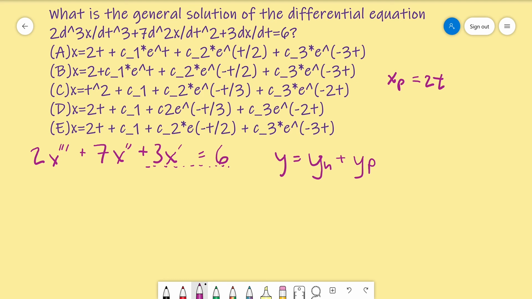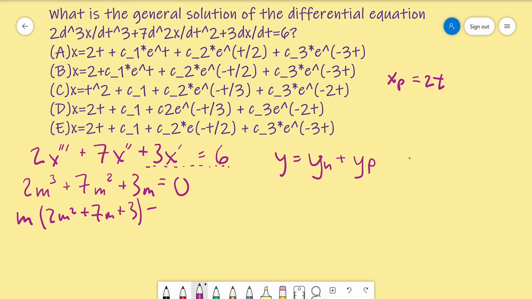Now we're going to find the homogeneous solution, the general solution to the homogeneous equation. And to do that, we need to write the auxiliary equation. We've done that in a few videos already. So our auxiliary equation in this case is going to be 2m cubed plus 7m squared plus 3m equals 0. We have to factor this equation, so let's pull out an m and get m times 2m squared plus 7m plus 3 all equal to 0. Well, we know that m equals 0 is a solution.